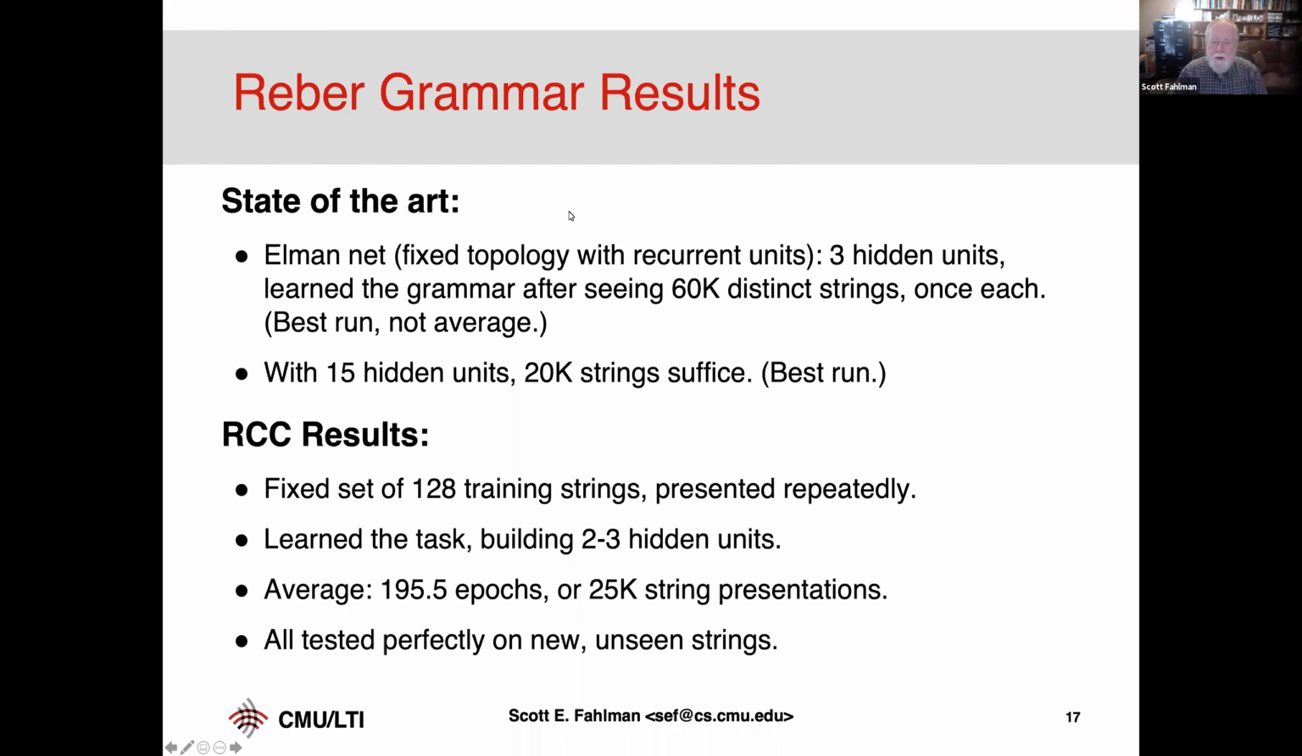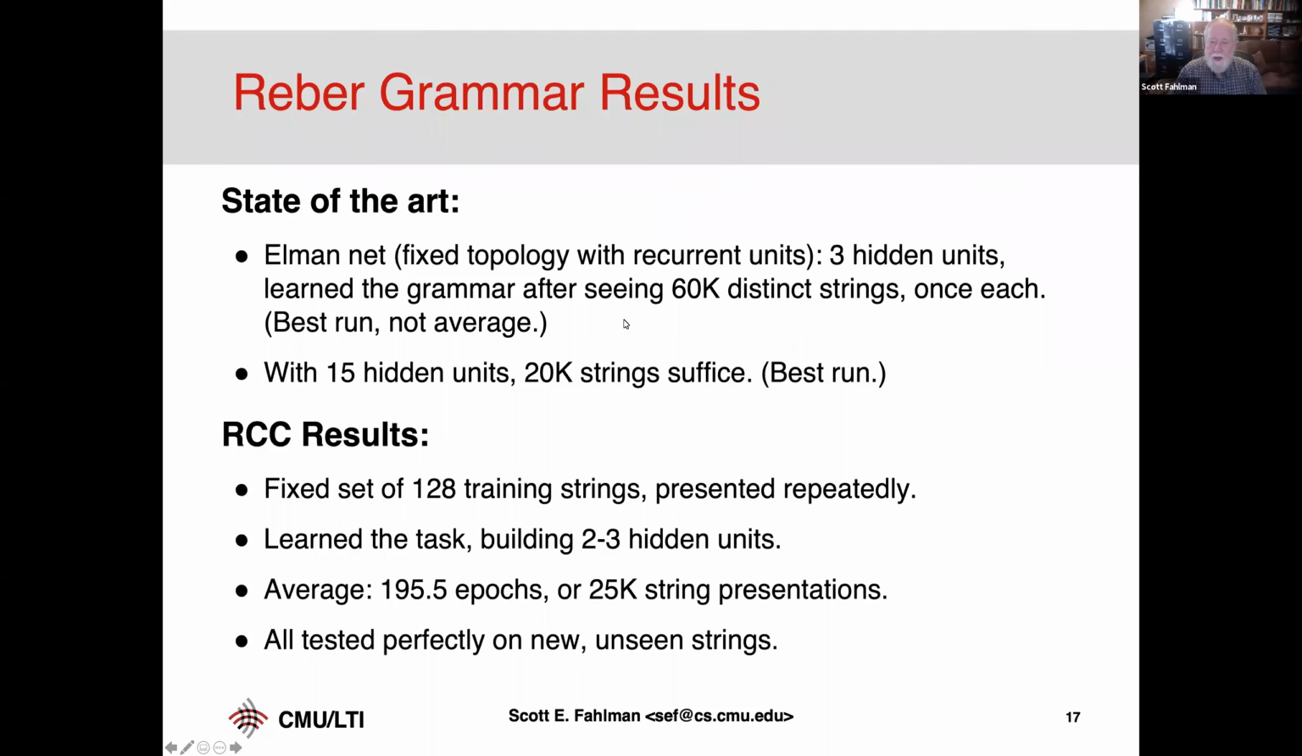He was getting pretty good results. There's a fellow named Jeff Fahlman, who I believe is still working at UCSD, although I haven't crossed paths with him lately. Fixed topology with recurrent units. And you could use a 3 hidden unit Elman network, and it would learn this Reber grammar after seeing 60,000 distinct strings generated by the grammar, once each.